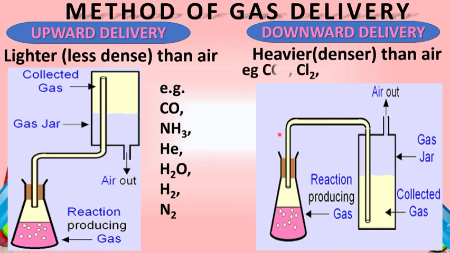Examples of the gases that are collected by this method include carbon 4 oxide and chlorine gas. So these are the two methods of collecting gas in the lab.